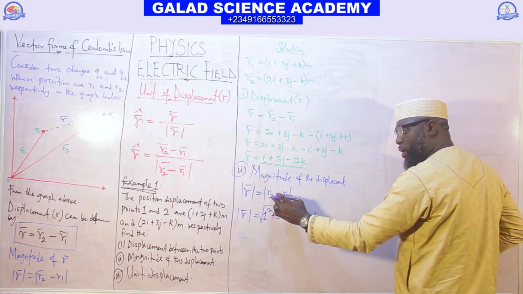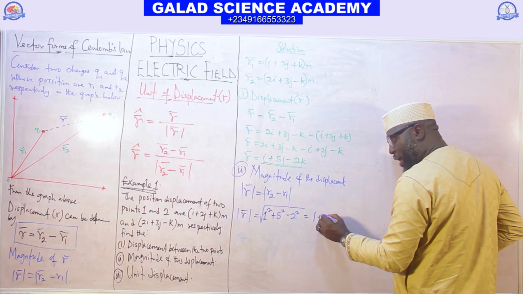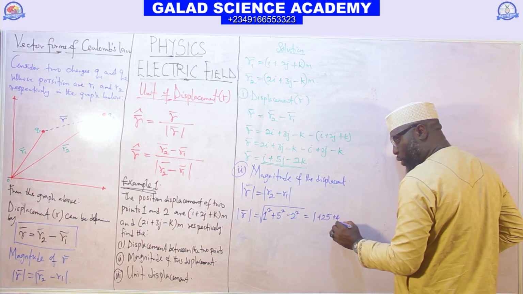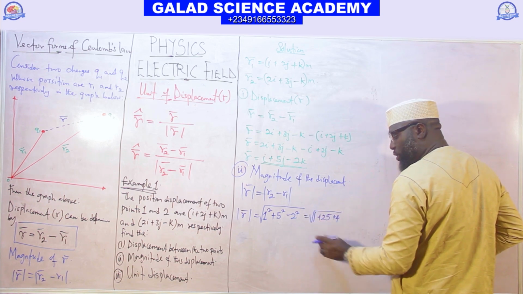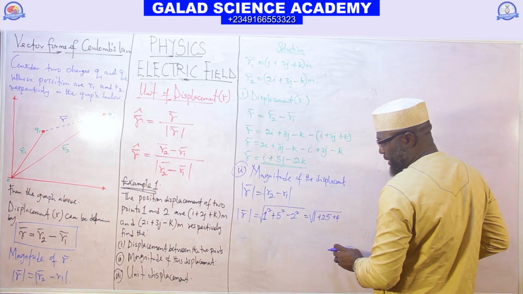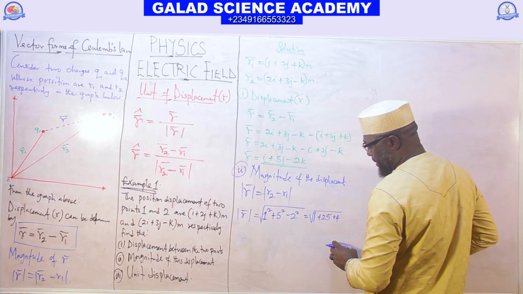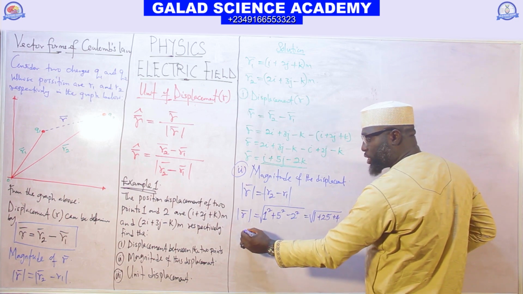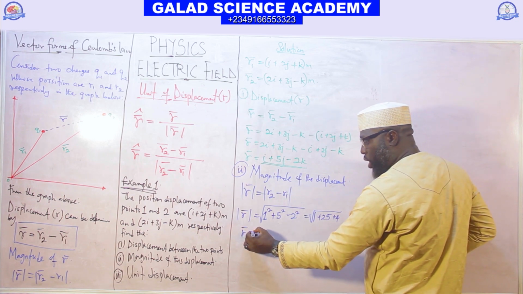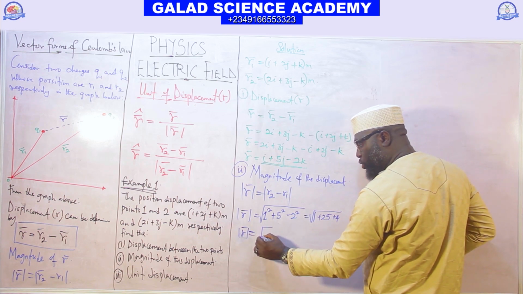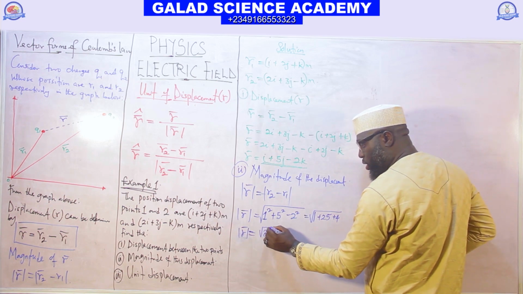The square of 1 is 1. The square of 5 is 25. Then the square of this is 4. Altogether, we have 30. So the magnitude of displacement is the square root of 30.